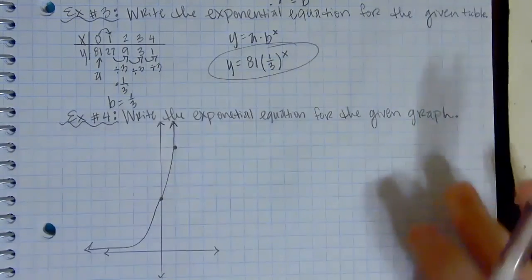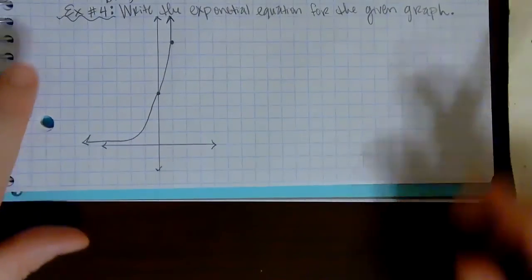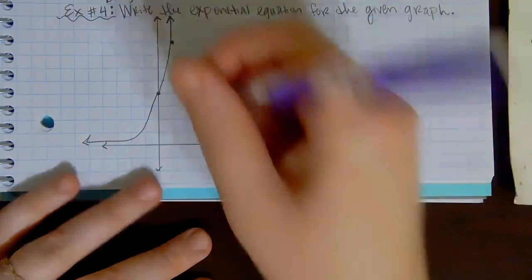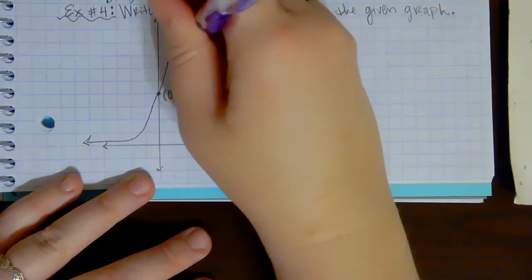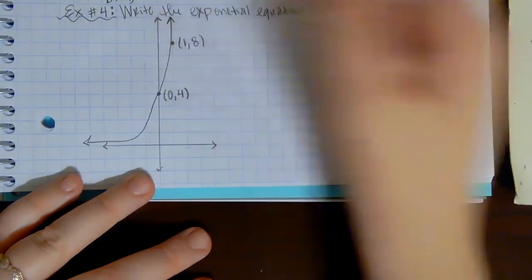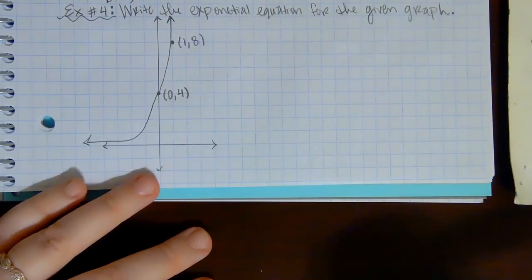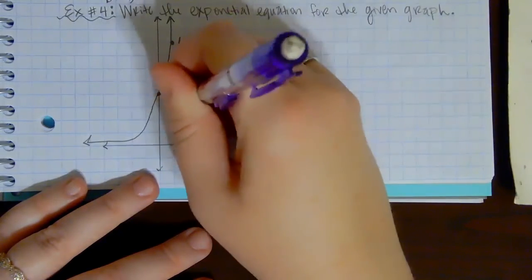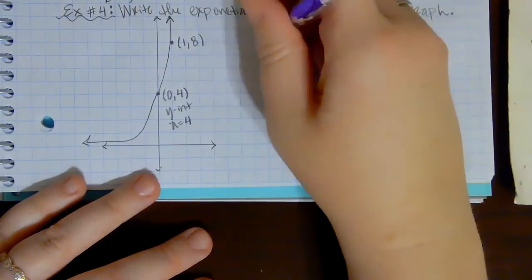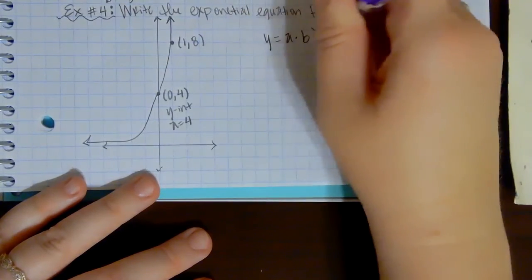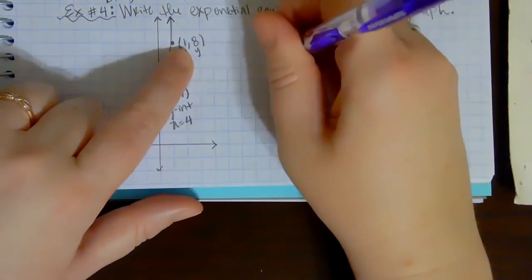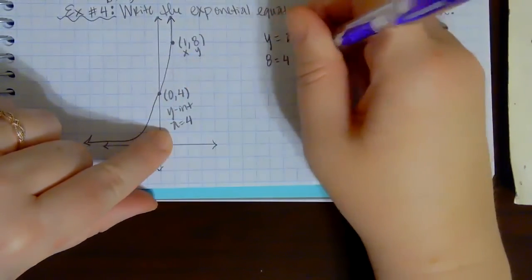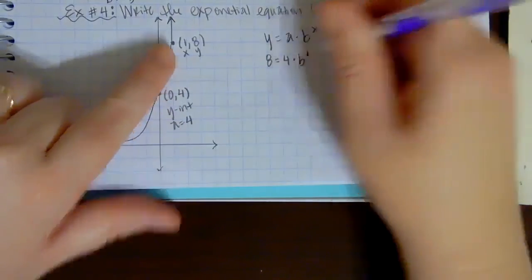Let's look at one more with the graph, but it's pretty much the same thing. Here we have our graph. We just need to look at the points. Here I have 0, 4, and here I have the point 1, 8. I'm going to do the same thing, just like I did before. 0, 4 is the y-intercept, which means that your a value is 4. I have y equals a times b to the x. Here's my x, here's my y, so I substitute. So y is 8, a is 4, b I don't know, and x is 1.